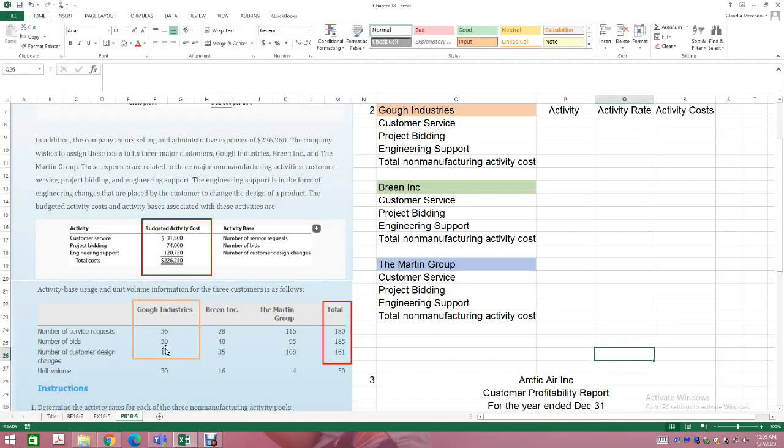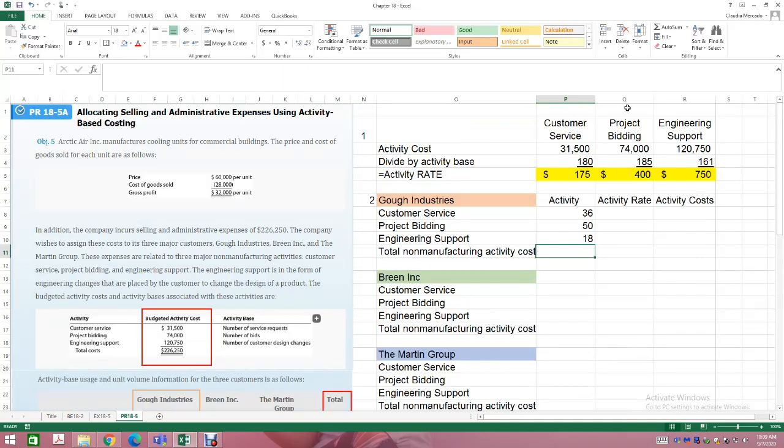Here we go. So for Go, we have 36 service requests for customer service, 50 for project bidding, and 18 for engineering support. I'm getting this from right here, and I'm going to multiply it.